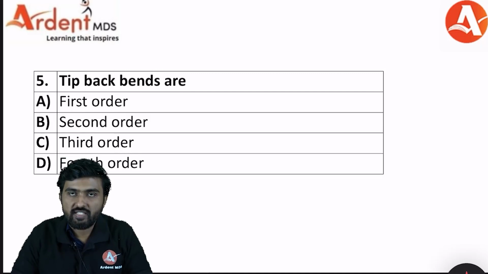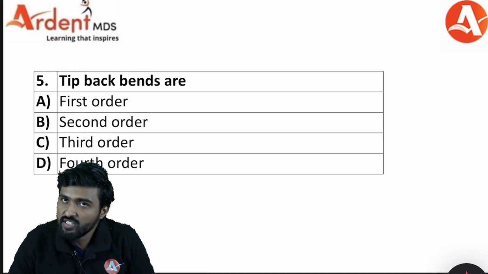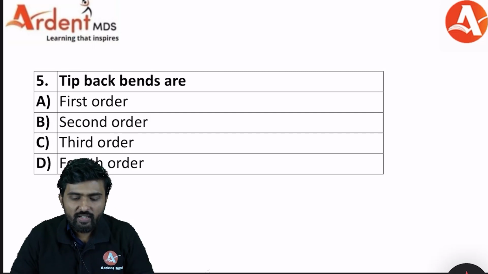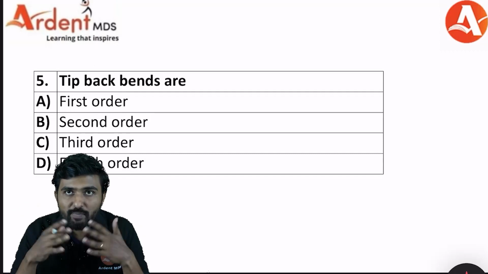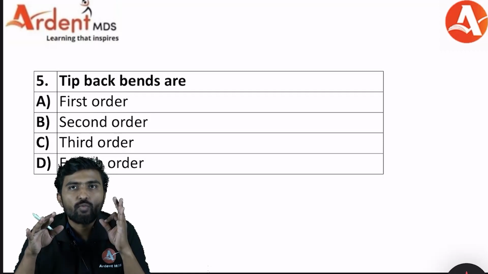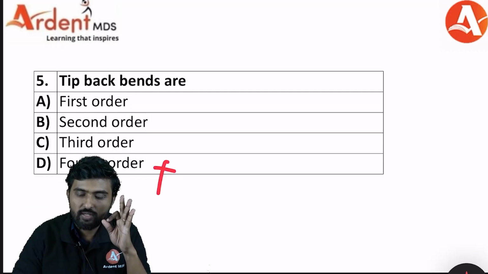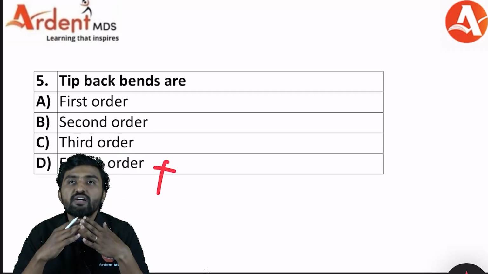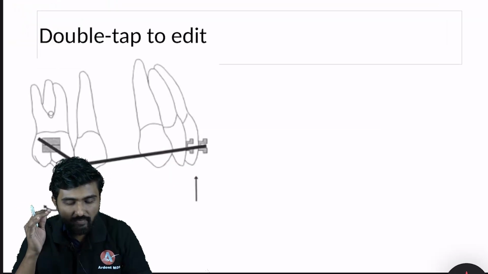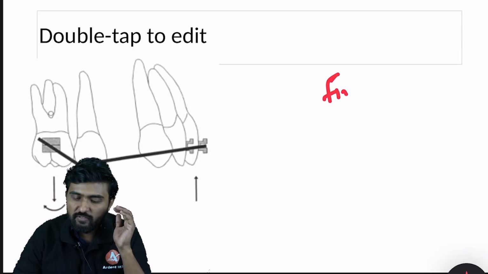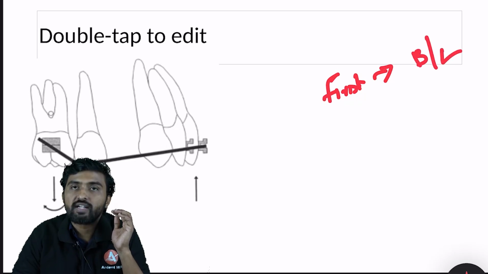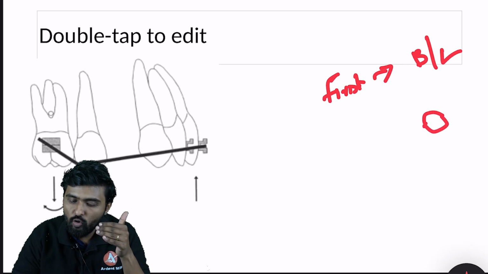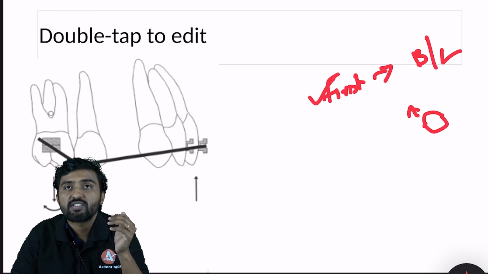Now, tip back bends. Okay, amongst the following options, which are the tip back bends? Now when we see the options first order, second order, third order, we should go back to our knowledge that with respect to edgewise mechanics, we are having only 3 order bends. So definitely 4th order bend is not an option at all. Okay, let's focus on first order, second order and third order bends. Now coming to first order bends, the first order bends are the ones which change the tooth in buccolingual direction. Meaning, if I want to move my premolar labially, I have to give a first order bend.